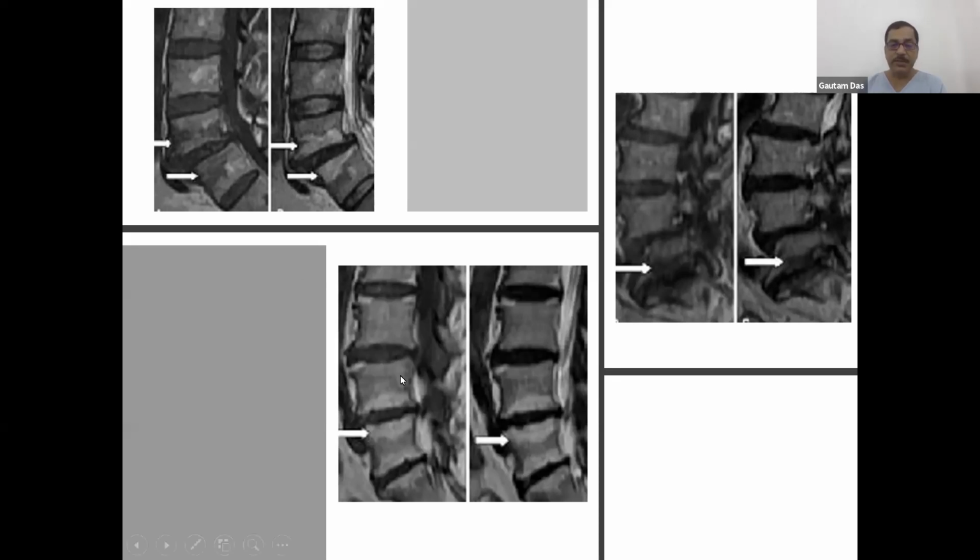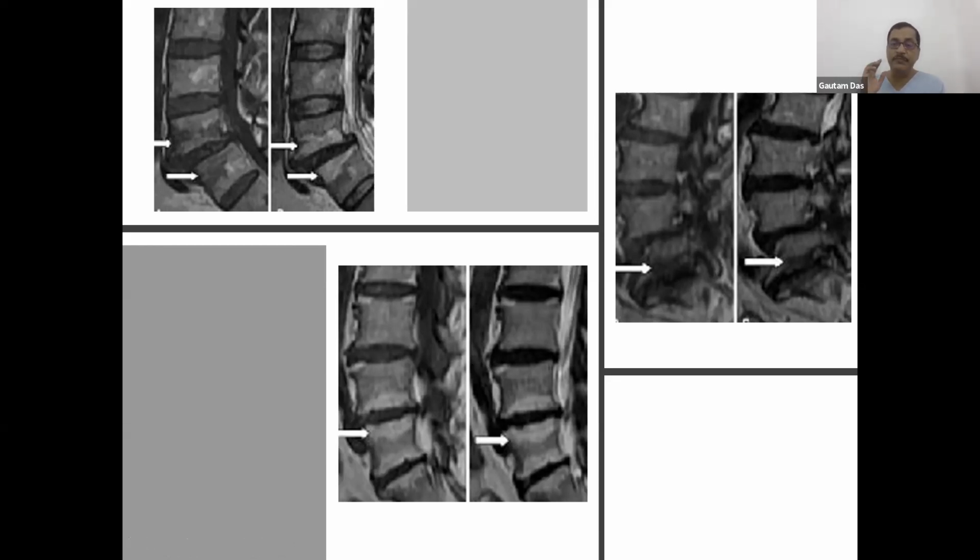Now look at this image. Is this your T1 or T2? So this first one is T2, the second one is T1. And you see the end plate changes looking white, and it is looking white both here as well as here. So what is this whiteness? Is it because of fat or because of water? Because of fat. Very good. So this is called Modic type 2.